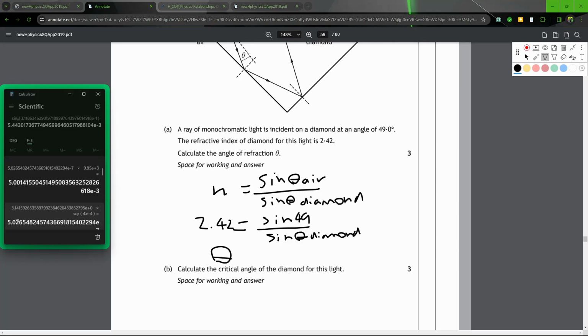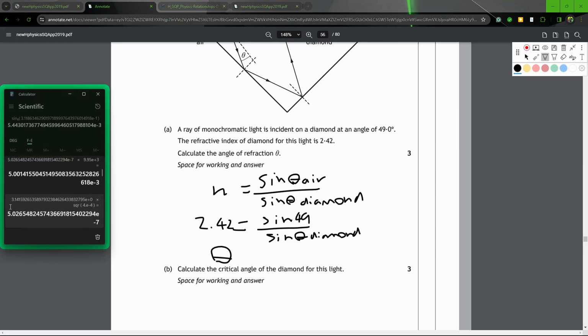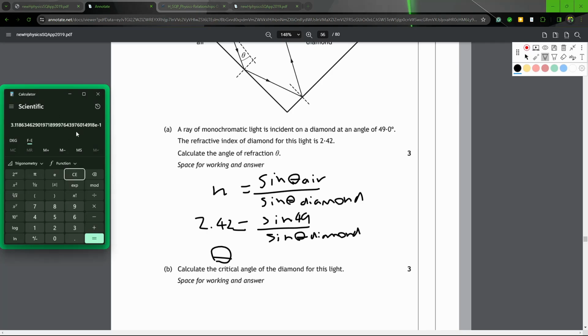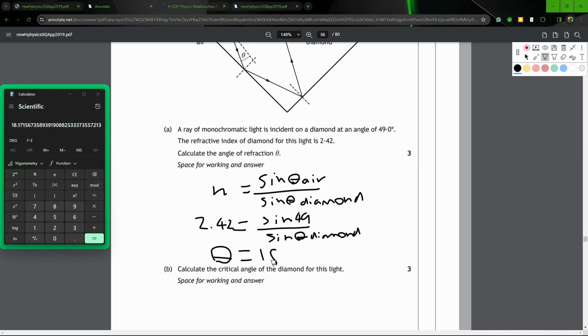Hold the phone, folks. It wouldn't be a paper going over without me flipping something up majorly. Right, so we have this number. I'm going to inverse sine it. And there we go. It would be 18.17 degrees.